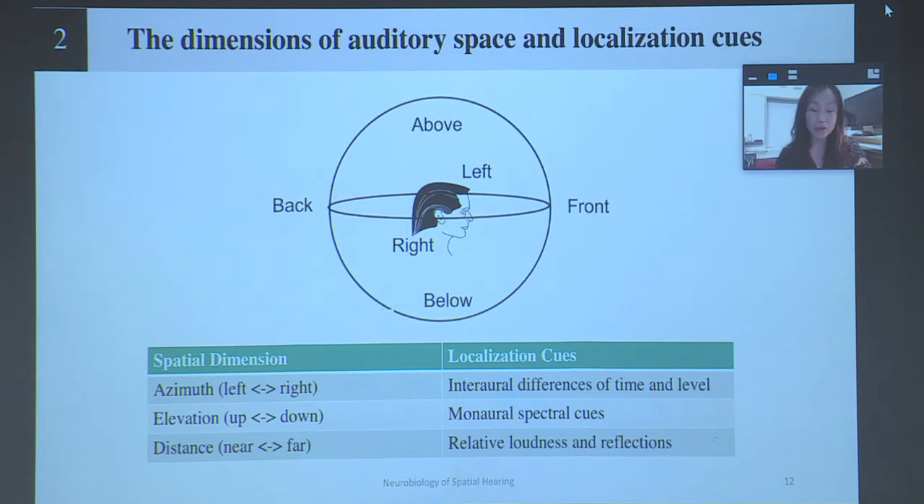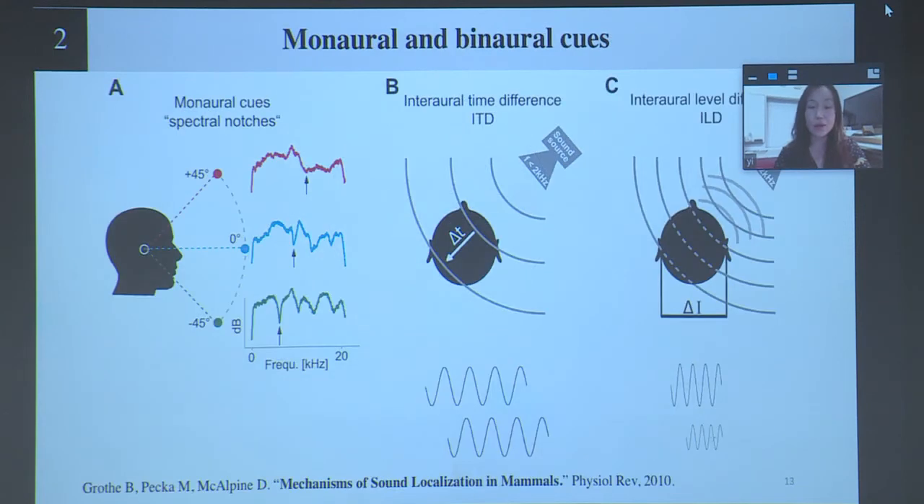In azimuth, which is the ability to tell whether a sound is coming from left or right, we use interaural difference cues, in terms of timing and level differences between the signals at the 2 ears. For elevation, in other words the ability to tell whether a sound is coming from above or below, we rely on monaural spatial cues. And for distance, near or far, we rely on relative loudness and reflection information coming from the surfaces surrounding a sound source. Next, I will focus on two sets of cues: one is monaural, the other is binaural cues.